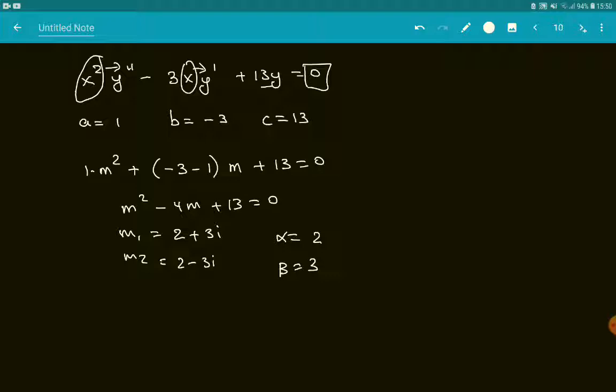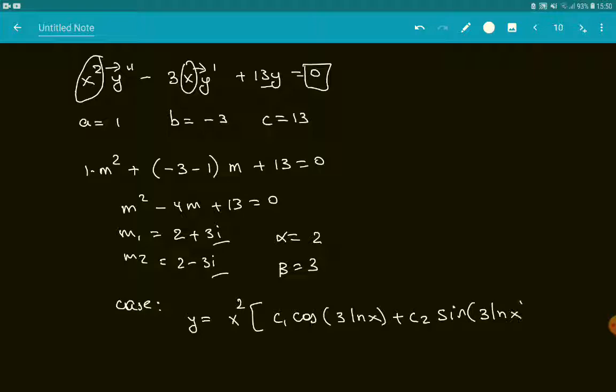So again, it is the third question already. This is case 3 because it has two complex roots which have i inside of them. So I will write y is equal to x to the power alpha, which is 2, multiplied by c1 cosine beta, 3 ln x, plus c2 sine 3 ln x, and that's all about it. Let's move on to question 4. What does it ask in question 4? Question 4 is a bit different from the previous ones.